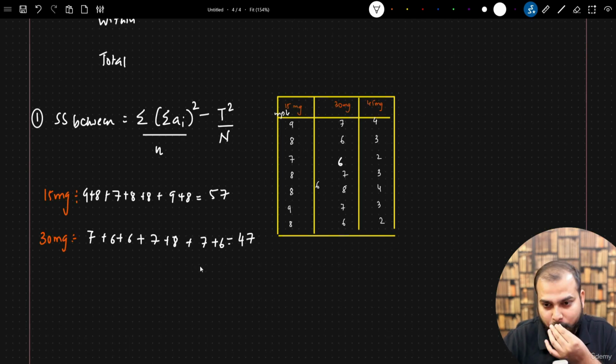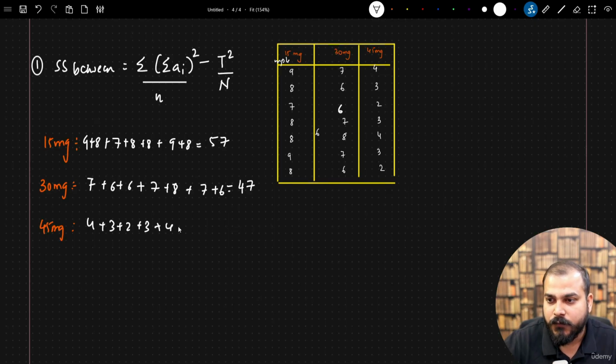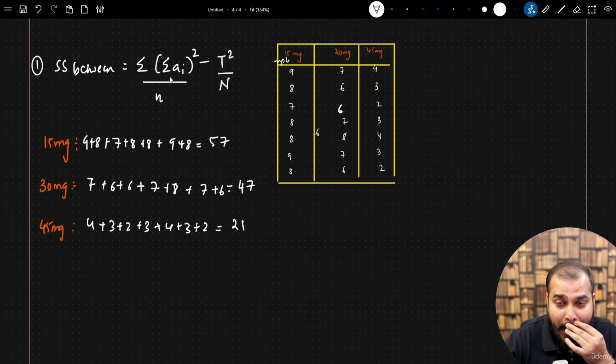I hope I'm doing the calculation right. Just try it out. I think I've already done this kind of calculation, so it needs to be right. And then with respect to 45 mg, I have 4 plus 3 plus 2 plus 3 plus 4 plus 3 plus 2, which is nothing but 21. This is how I have calculated the summation of A_i. In short, I've just done the summation of all the sample values.